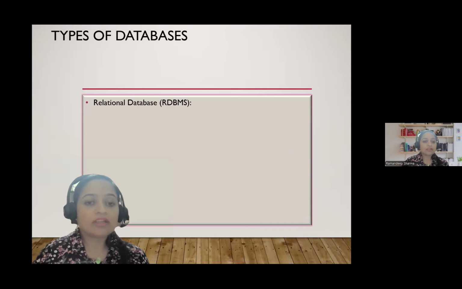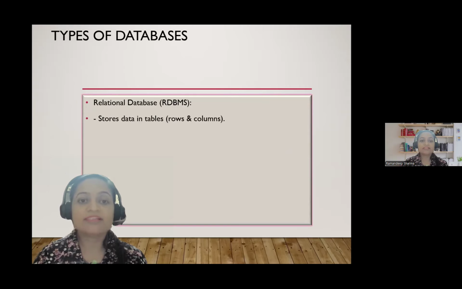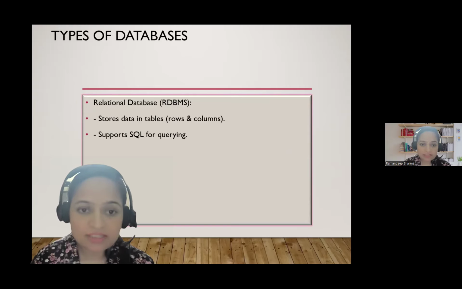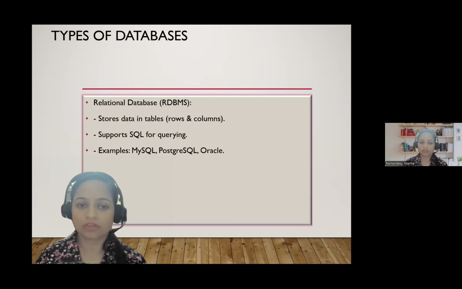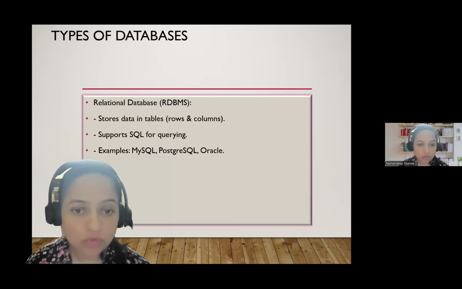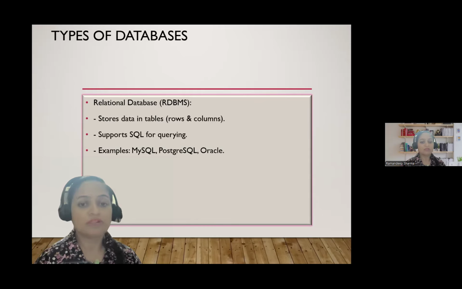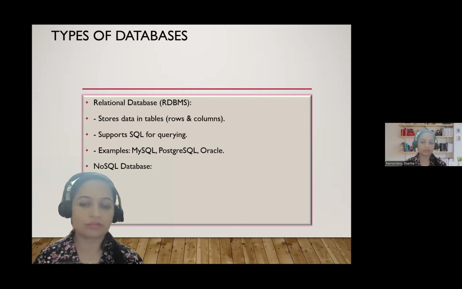Okay, the next question is what are the different types of databases? The first type is the relational database. A relational database is a database that stores the data in the form of rows and columns, and it supports SQL as a query language. Common examples of relational databases nowadays are MySQL, PostgreSQL, and Oracle.